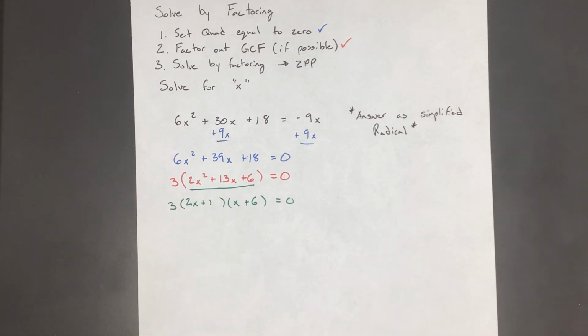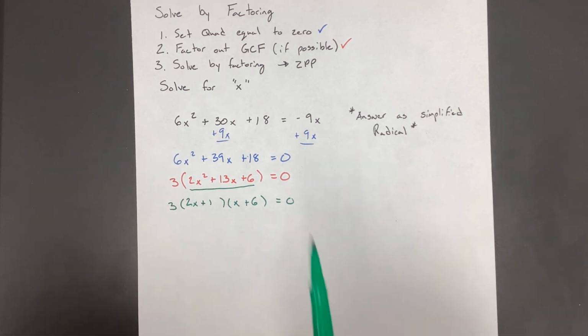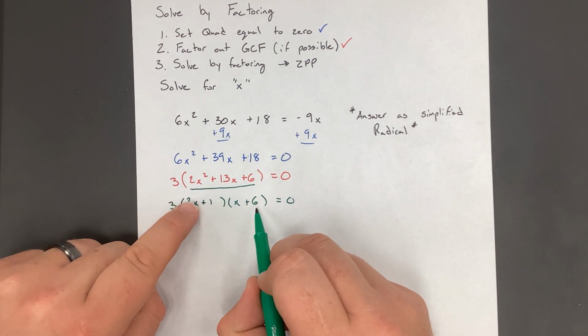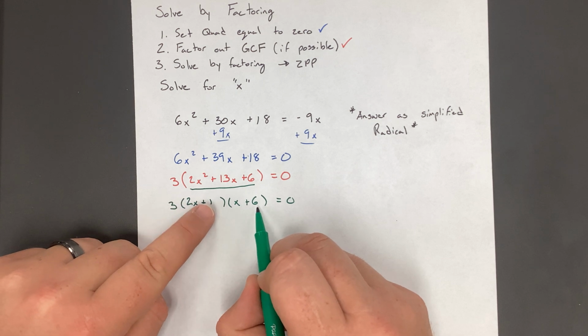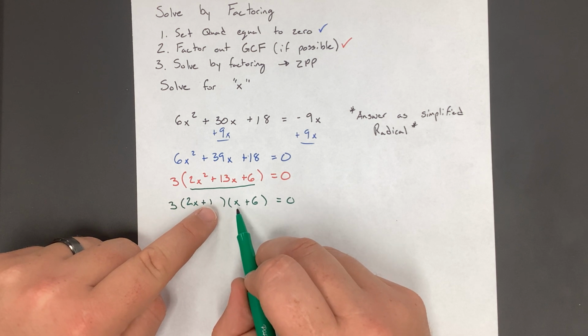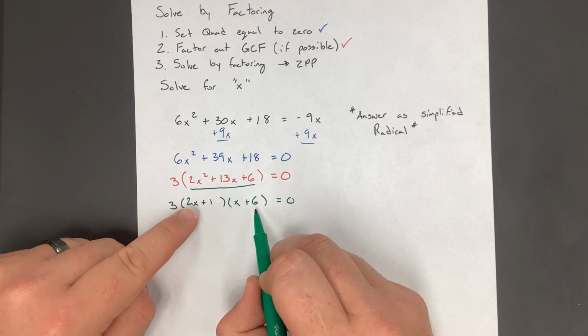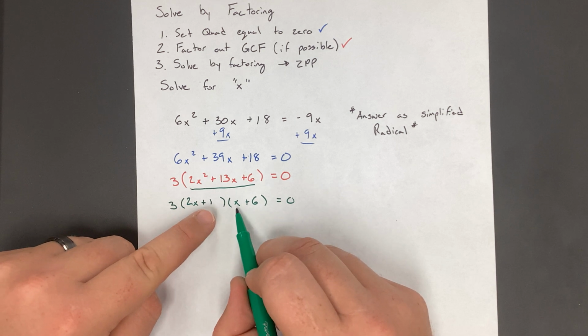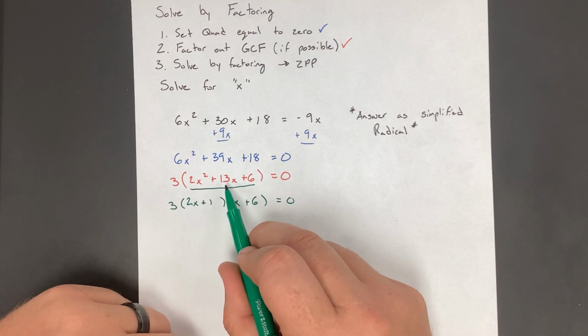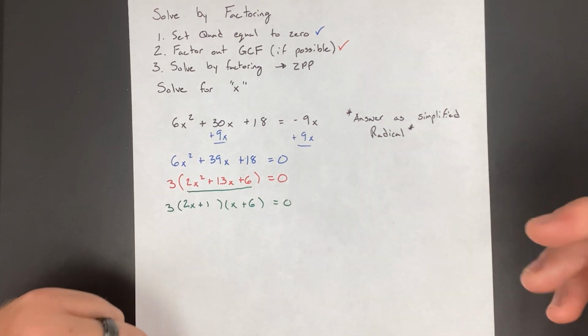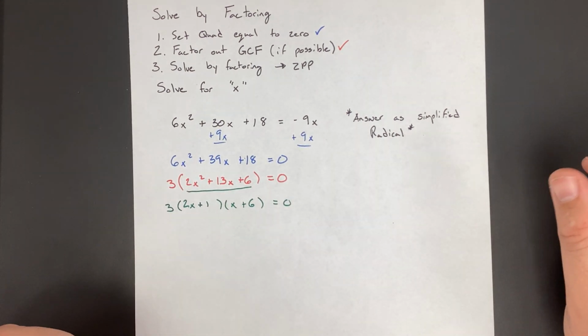And the way I'm going to check this is I'm going to do the outside and inside of the FOIL method, and I'm going to multiply the outside 2. So 2x times 6 is 12x. 1 times x is going to be 1x. And if I add those together, 12x plus 1x gives me 13x. Then I know I have factored it successfully.